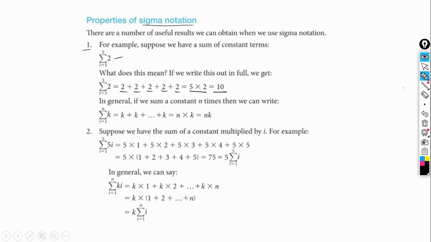In general, if we sum a constant n times, then we can write it as n times k. So n is going to be the number of times we would be summing it, and k is the constant, so obviously this would be n times k.